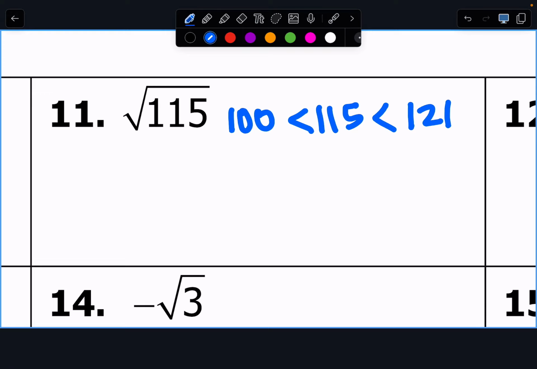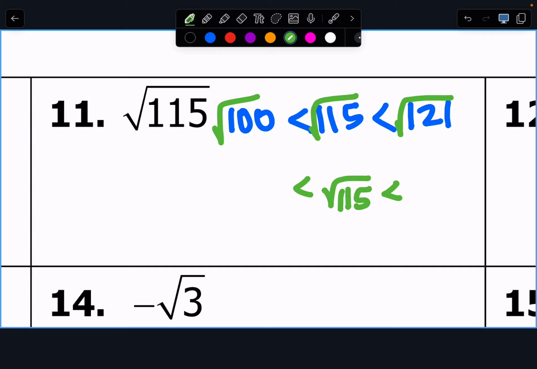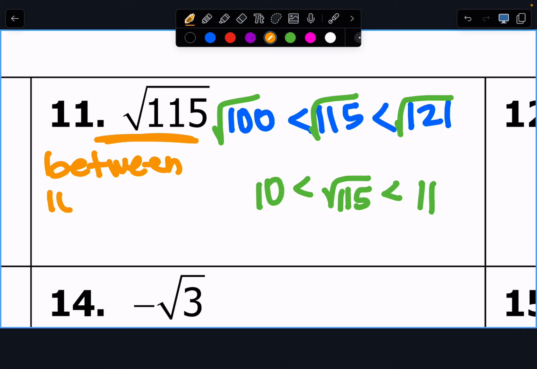Okay, now, I don't care about 115. I care about the square root of 115. So I'm going to put a square root, a radical sign on each of those. Okay? The square root of 115, what two numbers is it going to be between? 100 and 121. Yes, but the square root. What's the square root of those? 10 and 11. So I want you to write that the square root of 115 is between 10 and 11.